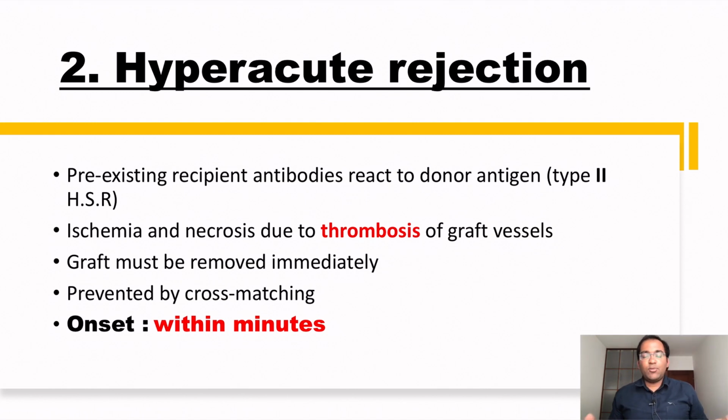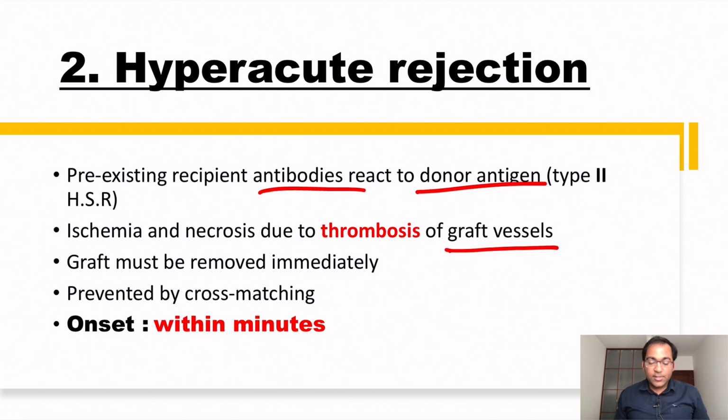So ischemia, what is it? Ischemia is basically there is no good supply of blood towards an organ. Why? Because there is occlusion of the vessel. So this is ischemia. Now pre-existing recipient antibodies will react to donor antigens. The ischemia and necrosis due to thrombosis of graft vessels occur. Now if this ever happens, you need to remove the graft very quickly, because it's useless to keep the graft. So it must be removed immediately, and it could be prevented by cross matching.